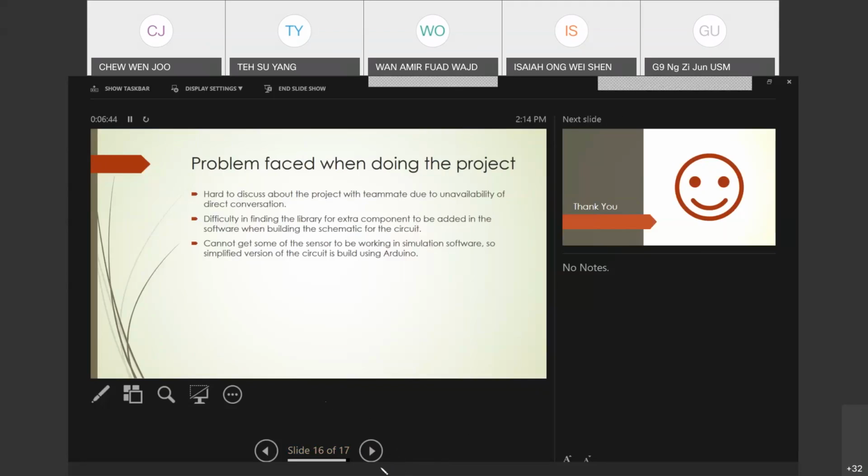So most of our circuits are built using Arduino. For example, we planned to use a pH sensor to measure the pH value of the water to get maximum efficiency, but we couldn't get the components in Proteus and also in hardware configuration.